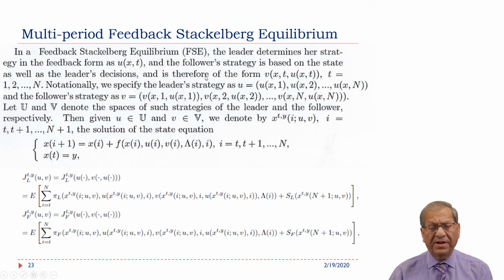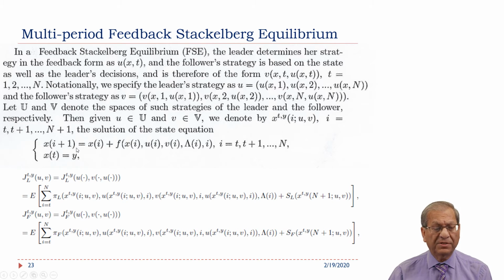Now, there may be other constraints on these decisions, and taking into account all of these, we can define a big U and a big V as the spaces of strategies for the leader and the follower. Now let's take any feasible strategy U belonging to big U, and any feasible strategy V belonging to big V. For that feasible solution, we should solve the state equation, which is given right here. It is x(i+1), the state in the next period, given by the state in the current period and a function that takes the feasible decisions and gives you the state in the next period.